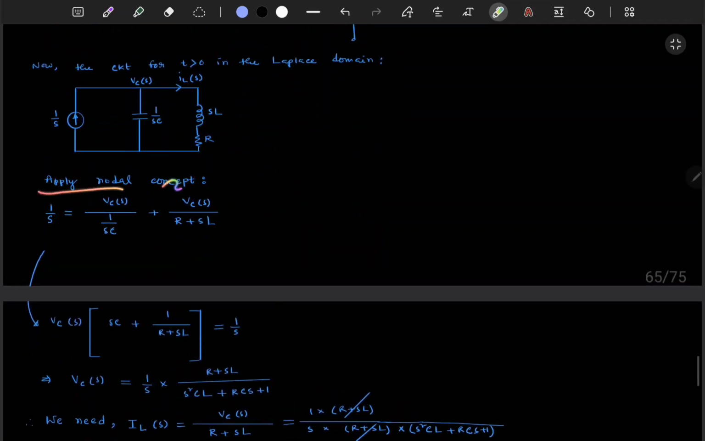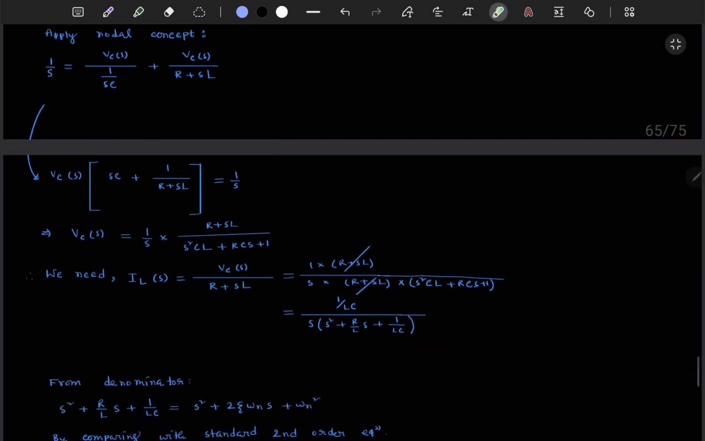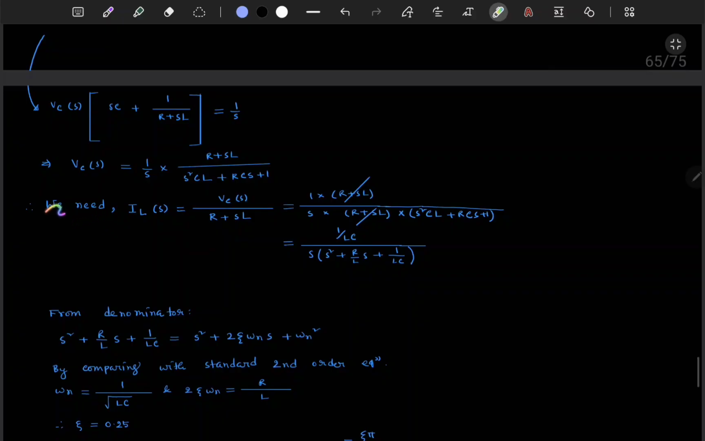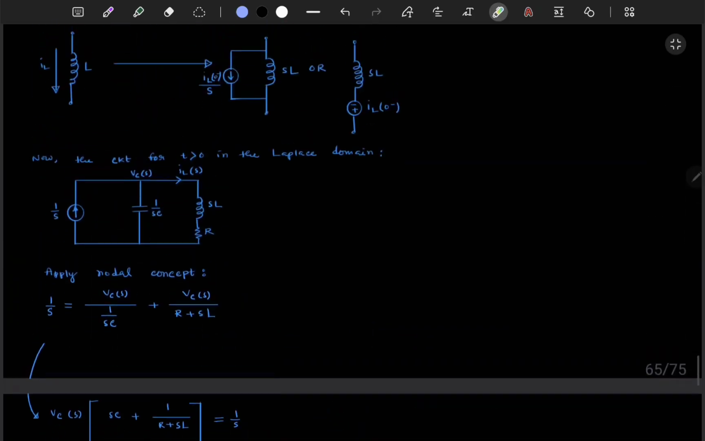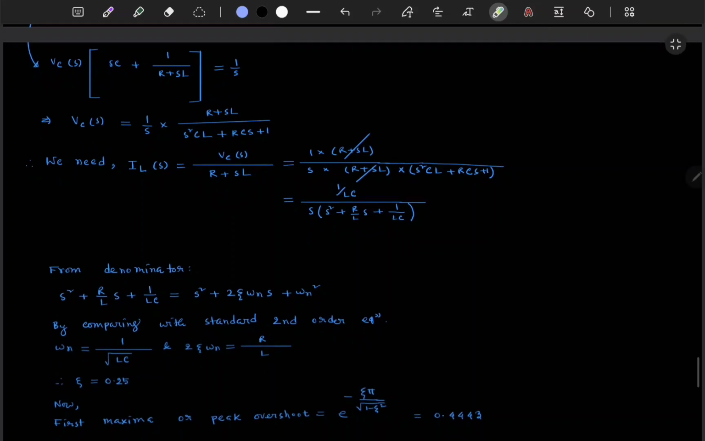Now apply the nodal concept. The current entering here is voltage divided by this impedance, and then this voltage by this other impedance. Here we can calculate VC(s). Then IL is VC(s) divided by the impedance of this path. If we get VC(s), then VC(s) by this impedance will be IL(s).